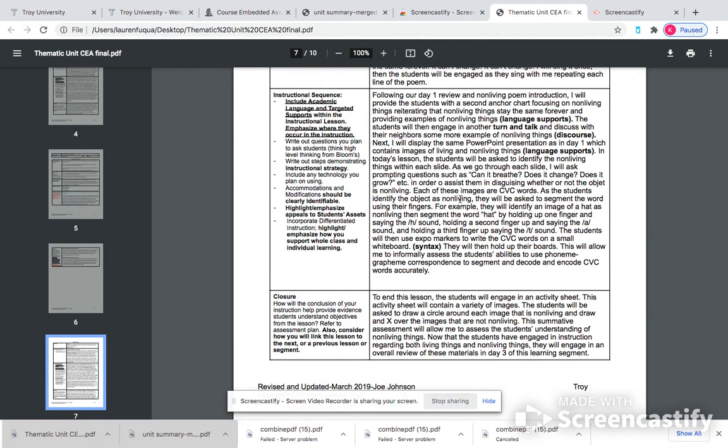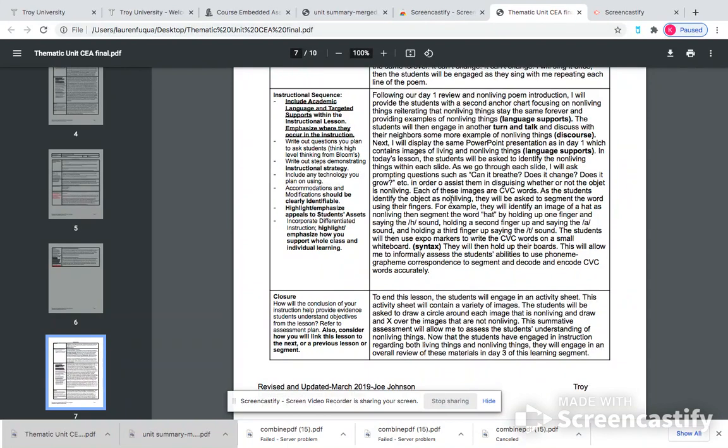Then they will engage in that same PowerPoint presentation which we did in day one, containing the same images of living things and non-living things. Only this time they will be identifying the non-living objects within the PowerPoint. And as we go through, I'll ask them questions such as, can it breathe? Does it change? Does it grow? Same thing. In order to help them indicate the non-living things.